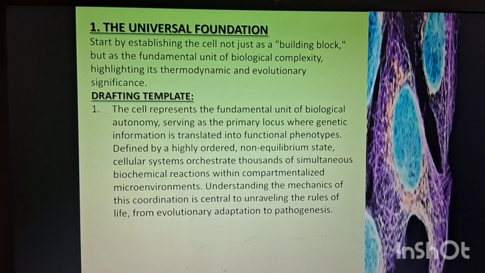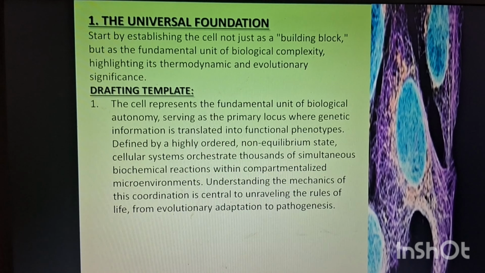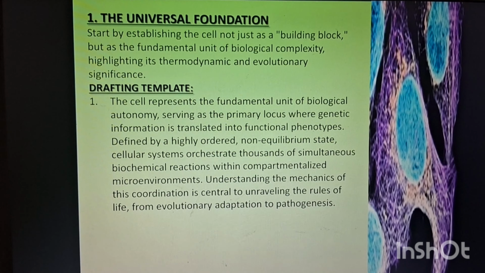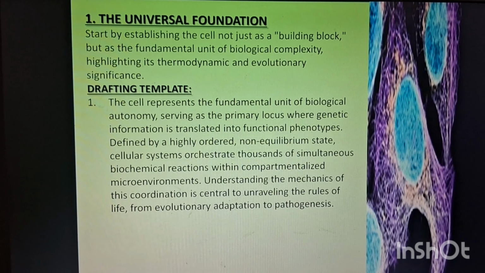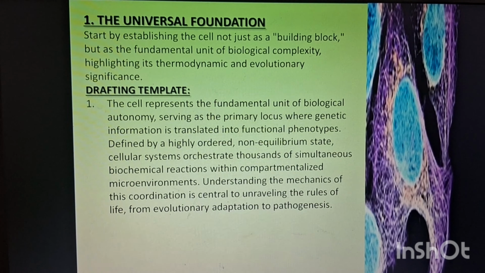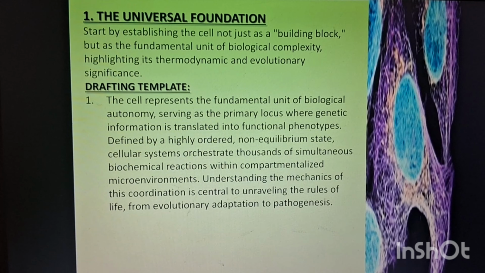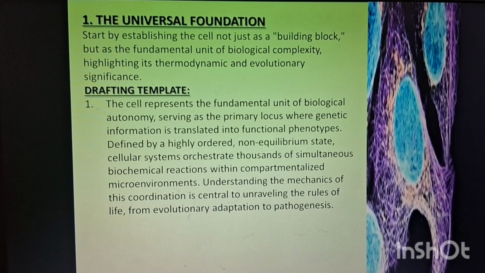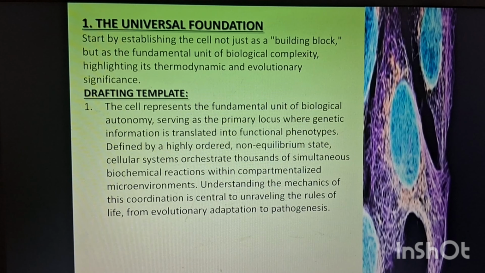Next, drafting template. The cells represent the fundamental unit of biological autonomy, serving as the primary locus where genetic information is translated into functional phenotypes. Defined by a highly ordered non-equilibrium state, the cellular system orchestrates thousands of simultaneous biochemical reactions within compartmentalized microenvironments. Understanding the mechanisms of this coordination is central to unraveling the rules of life, from evolutionary adaptation to pathogenesis.